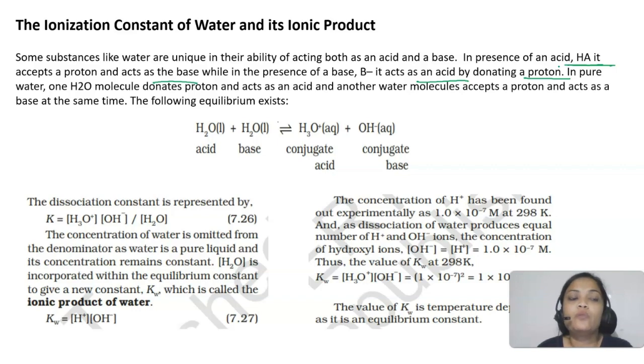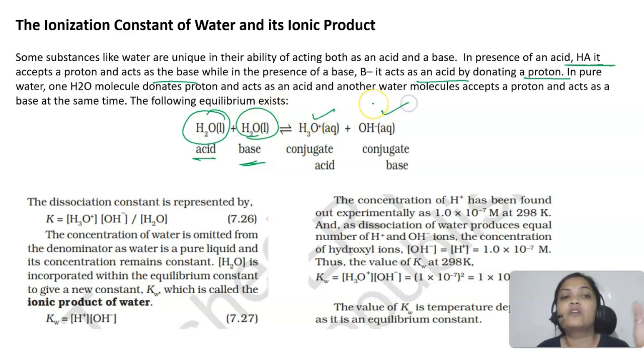Let's say if we have pure water, in water there is self ionization. In water you will be having self ionization, meaning one molecule will be acting as the acid and one molecule will be acting as the base. So in water you will be having some hydronium ions and hydroxide ions, so this equilibrium will be existing.